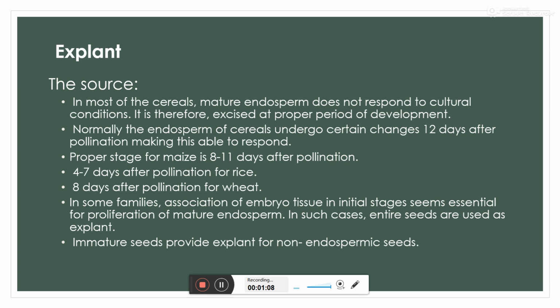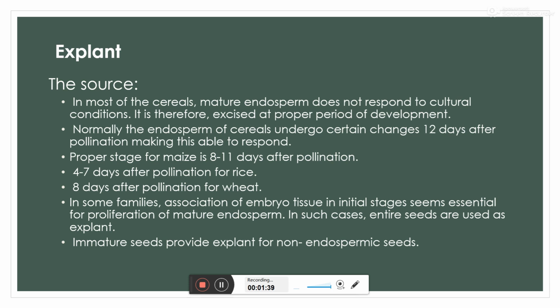In the case of maize, 8 to 11 days after pollination is considered the proper period of time which will show some response to the endosperm culture. In the case of rice, it is 4 to 7 days after pollination, and for wheat, it is 8 days after pollination. And in some families, association of embryo tissues in the initial stage seems to be essential for the proliferation of the matured endosperm.